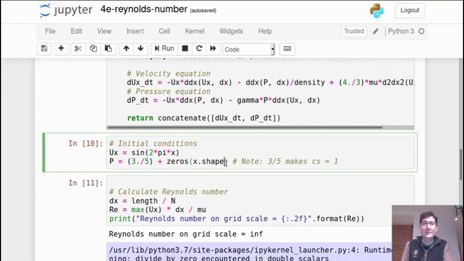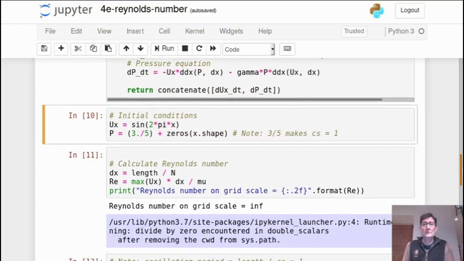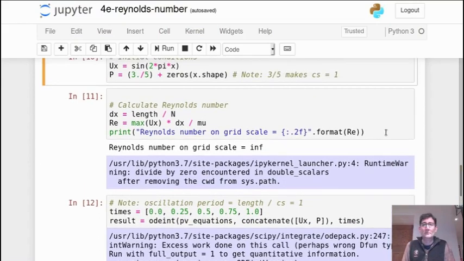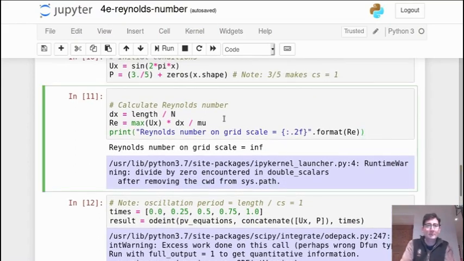So then the initial conditions. In a previous talk I looked at a case where we had a zero velocity and a small perturbation in pressure. Now we have a case where I have a constant pressure, so this is 3/5 just to make the sound speed equal to 1, and we have a sinusoidal variation in velocity. So ux here is the velocity, so it's positive and then negative, so it's just a sine wave. So now we can try and do this.